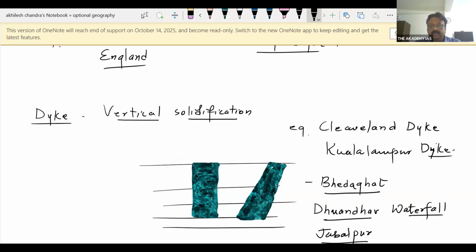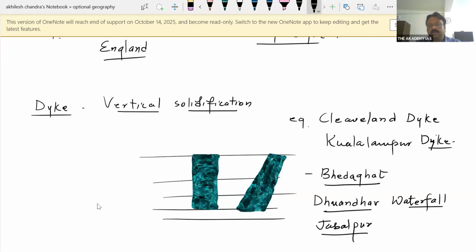We have a resistant dike, a vertical igneous rock formation, vertical to the crustal rocks. These are the crustal rocks. So vertical solidification, horizontal solidification. Sometimes these vertical rocks get eroded and a depression is created on the dike or sill, and water fills it. So we call it a dike lake or sill lake, etc. So these kinds of lakes are also formed. That is because of exogenetic forces.